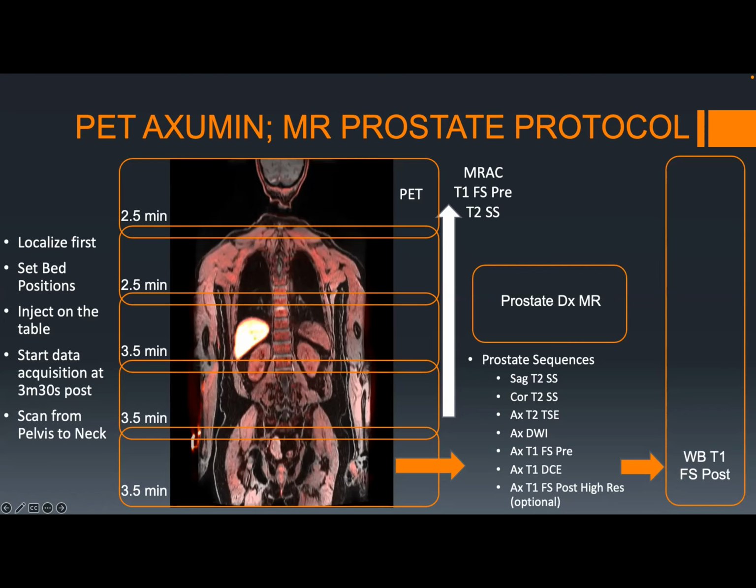Then we come back and do a prostate diagnostic MR. This simultaneous PET is honestly not that helpful with the Axumin because by distribution, it's long gone, but you're able to fuse this with the whole body and it actually works out pretty well. And then we come back, just because we do contrast here, and do our whole body post.